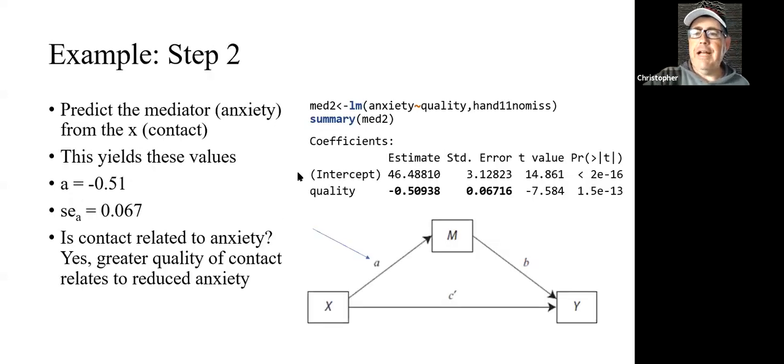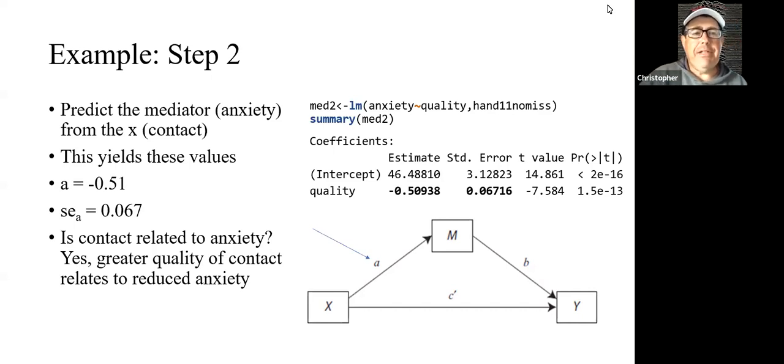So step 2, and I'll have to move my face around a little bit here to stay out of the way. Step 2, we predict the mediator, anxiety, from contact, from the X variable. And that is getting at this A path. So that's where we're going to get that information for the A path. What's a little strange is that the mediator has become what we're predicting, a dependent variable in our regression equation.